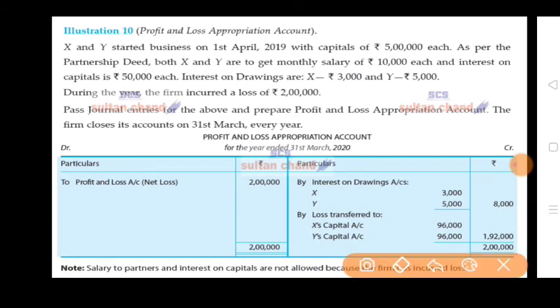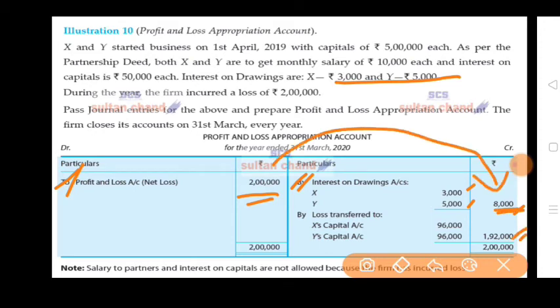So how will we solve the question? First of all, we will write the loss on the debit side of the profit and loss account, net loss, and we will write interest on drawing, that was 3,000 and 5,000, already given. On the credit side, total interest on drawing is 8,000. So loss is 2 lakh and interest on drawing is 8,000. 2 lakh minus 8,000 is equal to 1,92,000. This 1,92,000 will be distributed among partners in their profit sharing ratio.